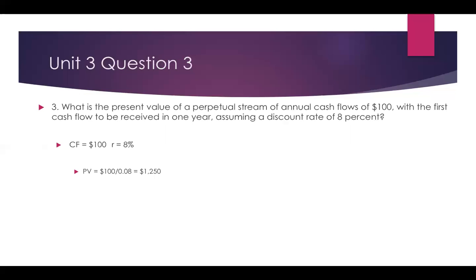Just from going over the grades with this assignment, many of you put a little more thought into this problem than you really needed to. Pretty straightforward problem. 100 over 0.08, which is your discount rate, which gives you 1,250.